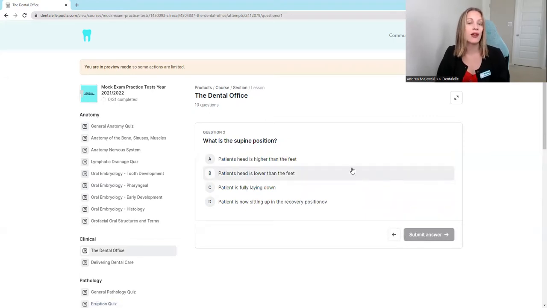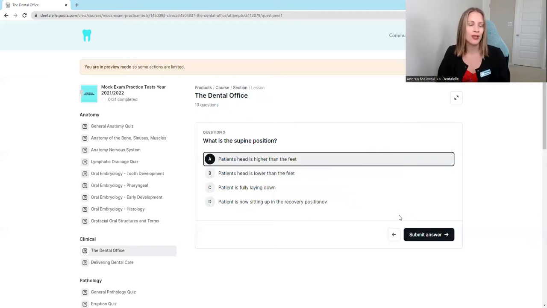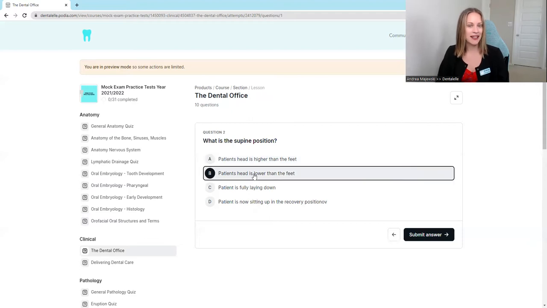Okay, again, let's just pick one. Let's say we thought it was A, the patient's head is higher than the feet. Or do you think it's B, the patient's head is lower than the feet? Submit answer. Okay. So I wanted to show you guys what the right answer looks like.